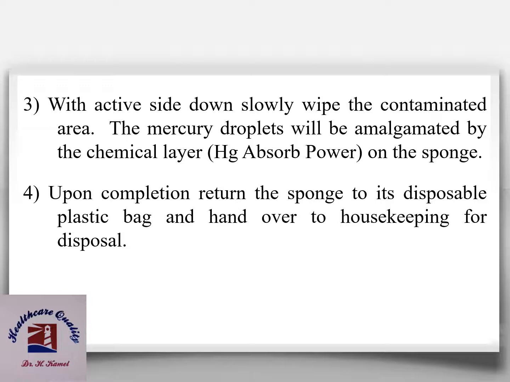With the active side down, slowly wipe the contaminated area. The mercury droplets will be amalgamated by the chemical layer on the sponge. Upon completion, return the sponge to its disposable plastic bag and hand it over to housekeeping for disposal.